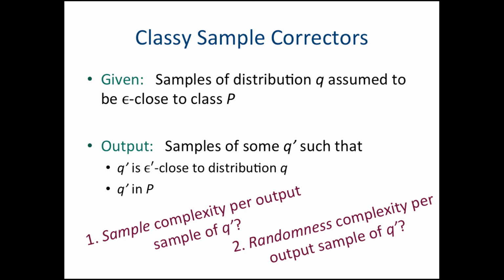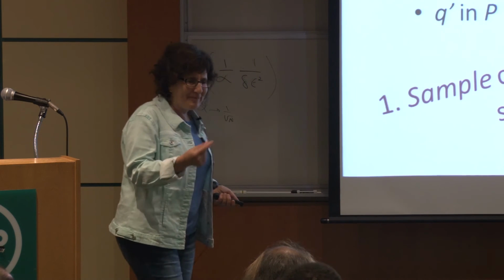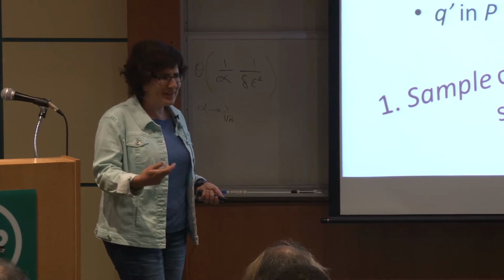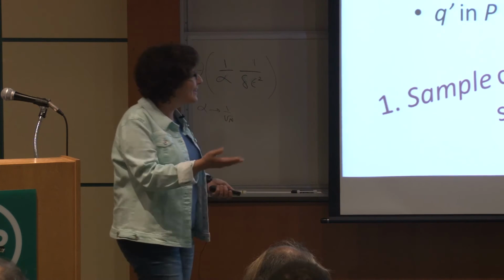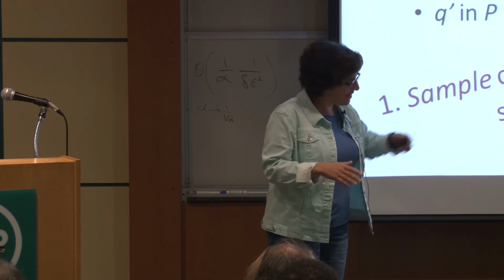And the second question that I'm just going to say a little bit about is, what is the randomness complexity per output sample of Q? Do you need to toss your own coins and get your own source of randomness to help yourself output Q prime? Or can you mostly use the randomness you got from Q? So this is a question kind of if you're interested in, what are they called? Not de-randomization, but we'll talk about this later.